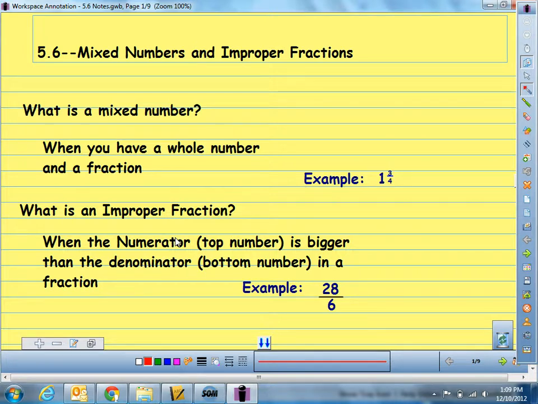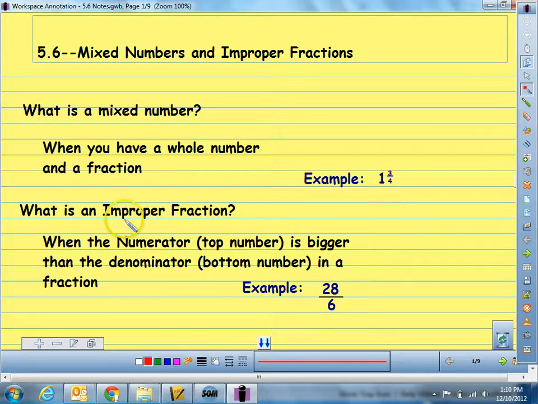Well, if we look up here, a mixed number is when you have a whole number and a fraction together. We have an example over here, 1 3/4. We have the whole number, that's the 1, and we have the fraction, the 3/4. Whenever you have a whole number and a fraction together, we call it a mixed number. So 1 3/4 is a mixed number.